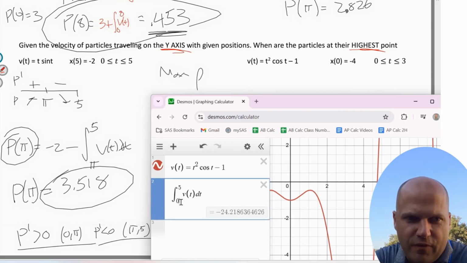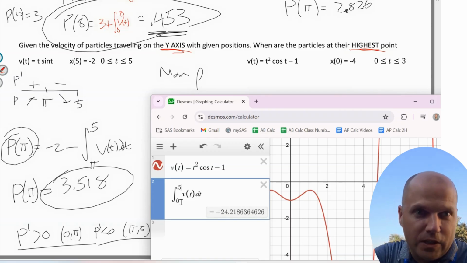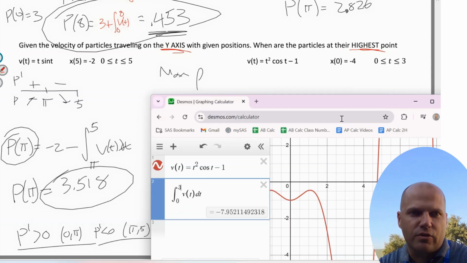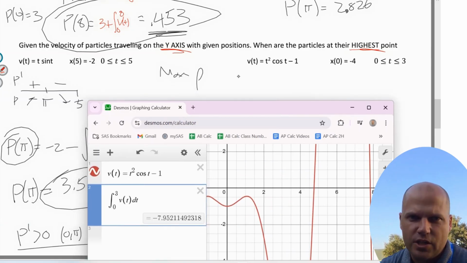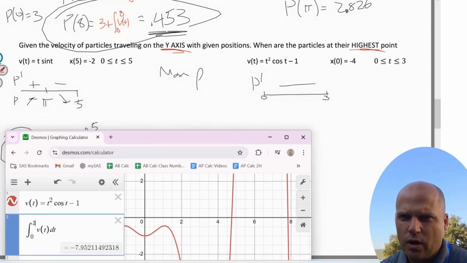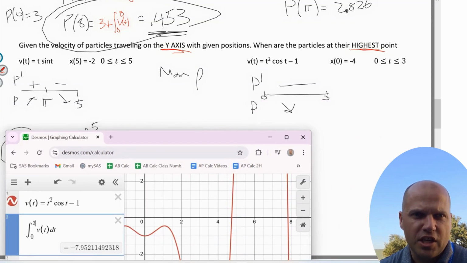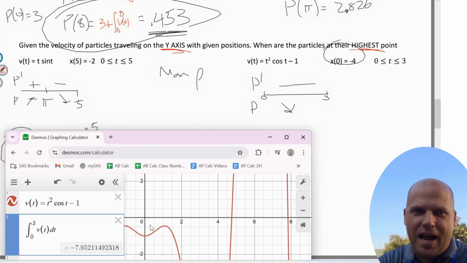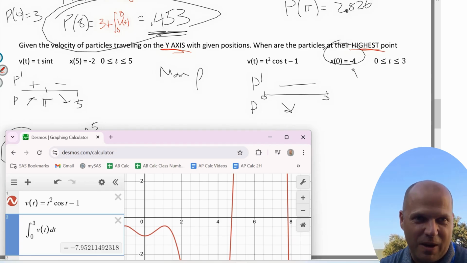Guess what? This is going to be a very large negative number. I don't know how very large it is, but it's going to be a negative number. Why do I know that? Because this is my derivative, and my derivative is negative. This is an easy question. My derivative is negative from 0 to 3. Therefore, my position is going to decrease. My position starts at -4. My position decreases that much. My position is at my highest point right there. I know that's my winner.